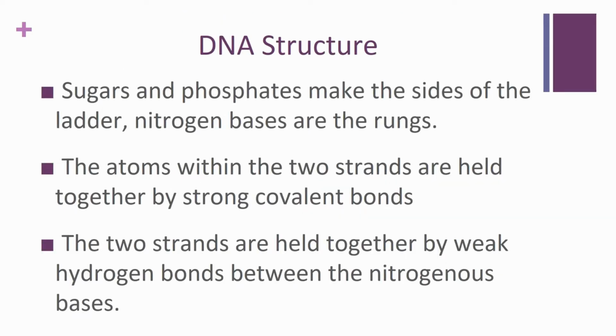We like to call DNA a ladder. If you think of a ladder, it has sides and then it has rungs, which are the parts in the middle that you step on. The sides of the ladder in DNA are made of sugars and phosphates, and they alternate: a sugar, a phosphate, a sugar, a phosphate. Nitrogen bases, or my adenine, thymine, cytosine, and guanine, are going to pair together and make up the rungs, or the middle part of the ladder.